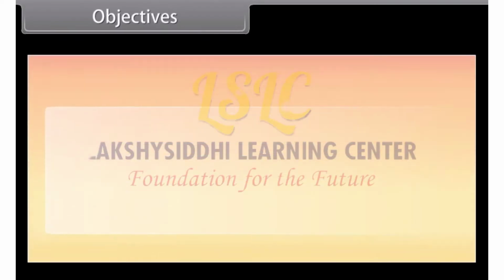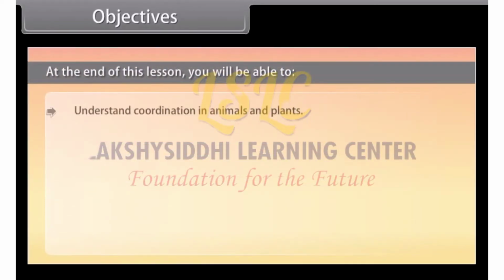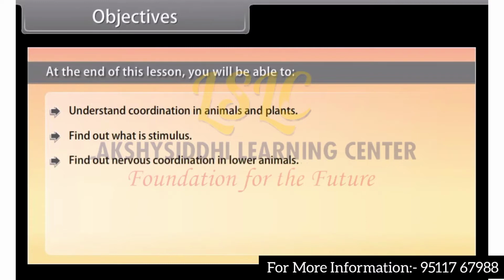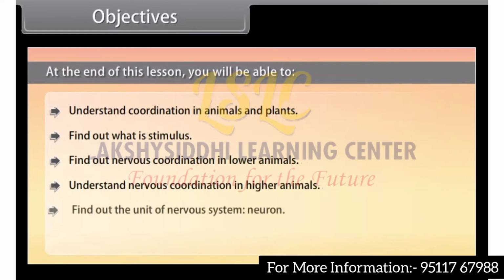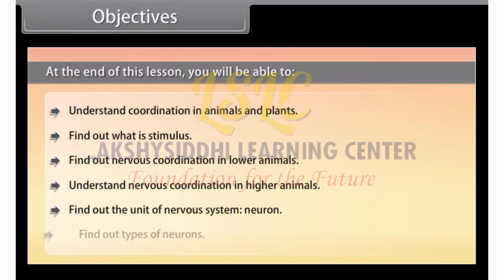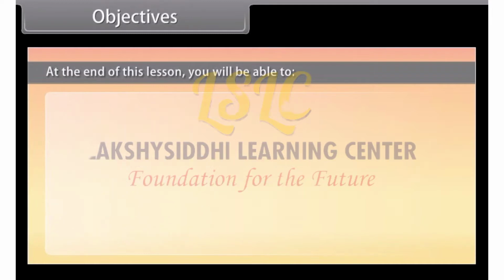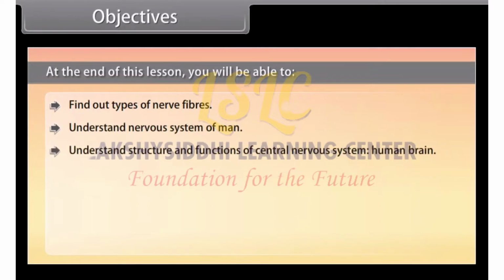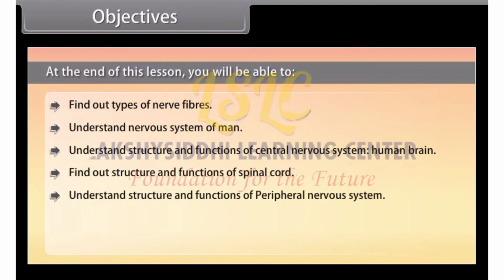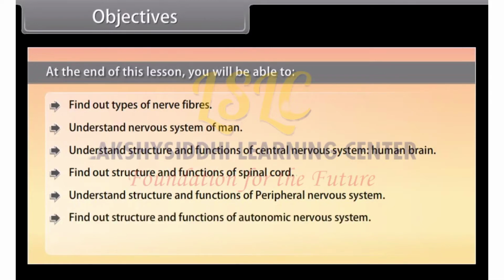Objectives. At the end of this lesson, you will be able to understand coordination in animals and plants, find out what is stimulus, find out nervous coordination in lower animals, understand nervous coordination in higher animals, find out the unit of nervous system, neuron, find out types of neurons, find out types of nerve fibers, understand nervous system of man, understand structure and functions of central nervous system, human brain, find out structure and functions of spinal cord, understand structure and functions of peripheral nervous system, find out structure and functions of autonomic nervous system, and understand reflex actions.